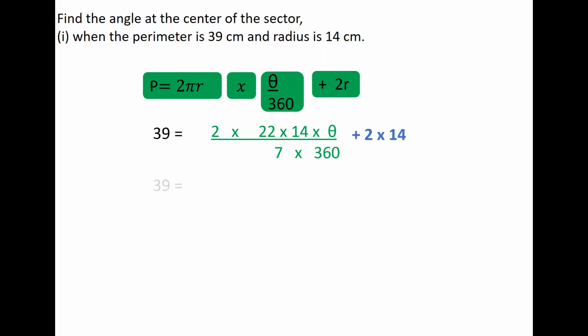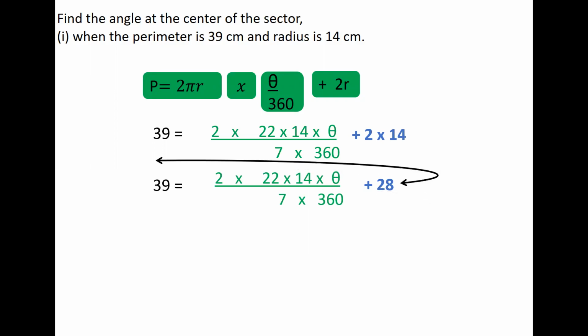So 2 into 14 is what? 28. So what do we do? We take this 28 to the other side. Clear? So you can take 39 minus 28 equals 2 into 22 over 7 into r into theta over 360. So 39 minus 28, the answer is 11.